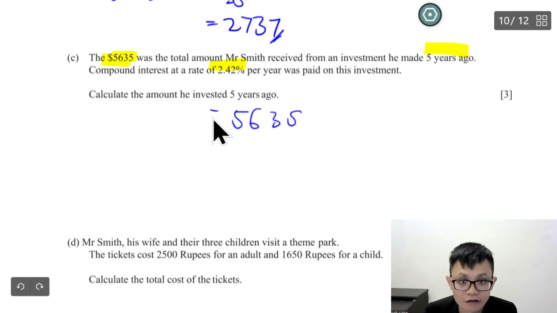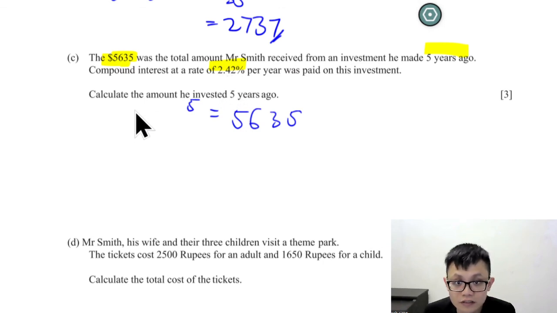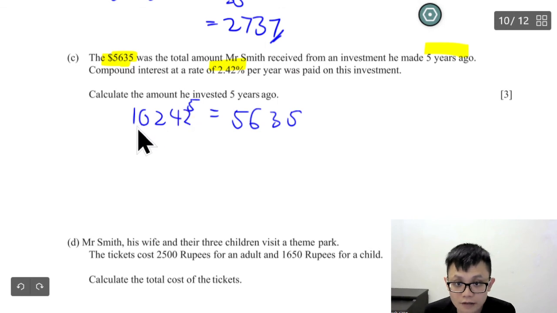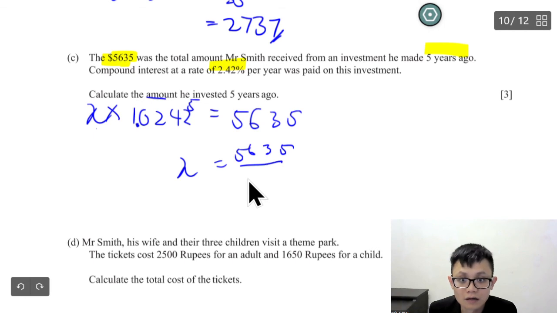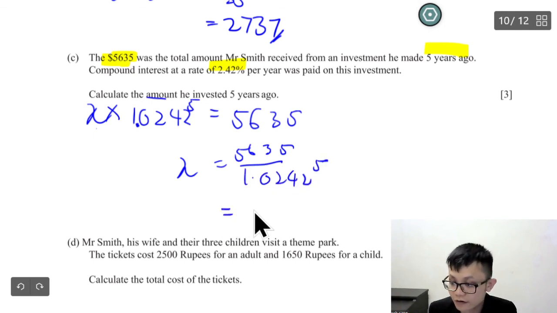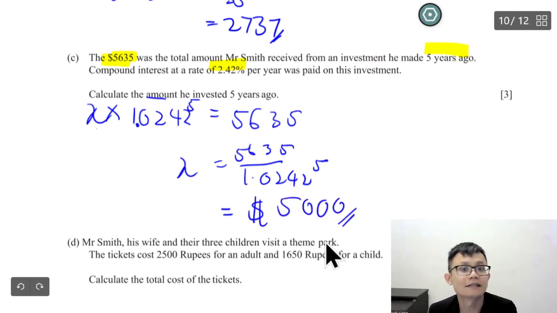5635 equals to the amount 5 years ago, power of 5, percentage of 2.42. So it's 1.0242, times x, because the amount that he invested is x. So x equals 5635 over 1.0242 to the power of 5. You will get $5,000. You got the answer.